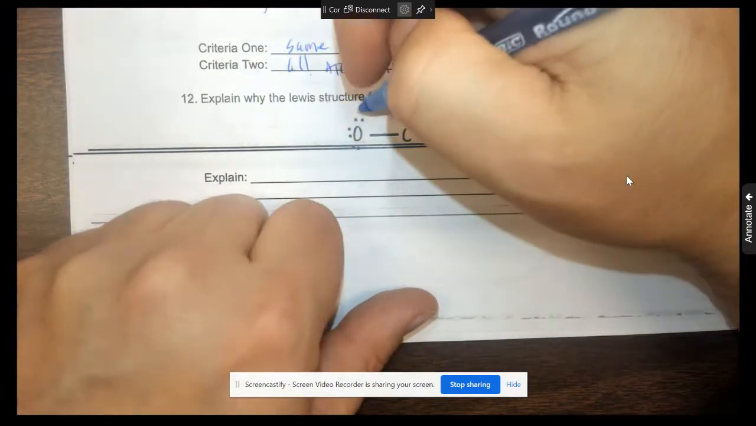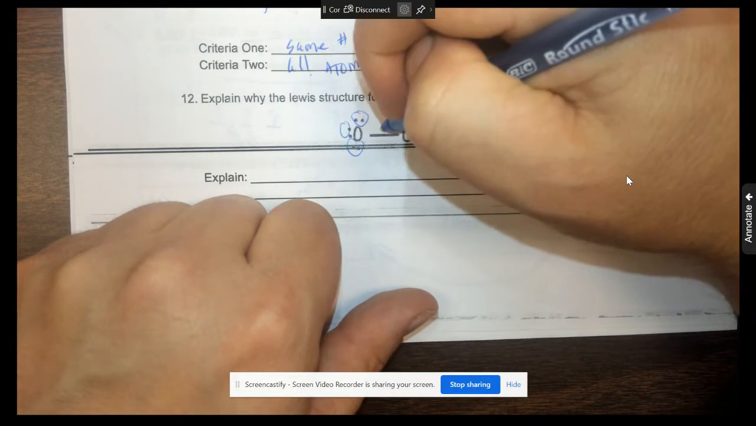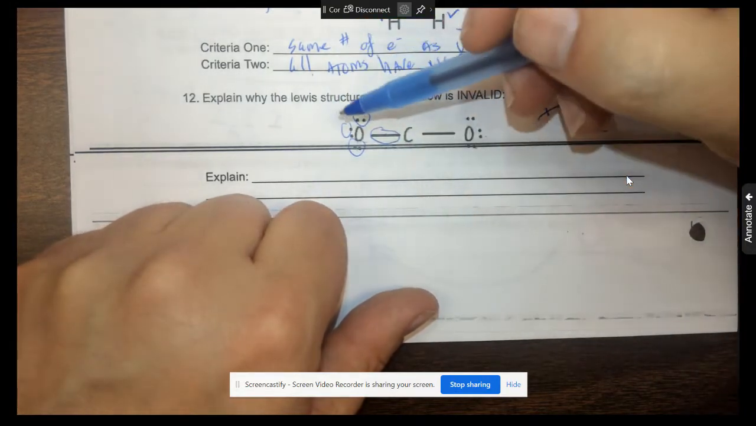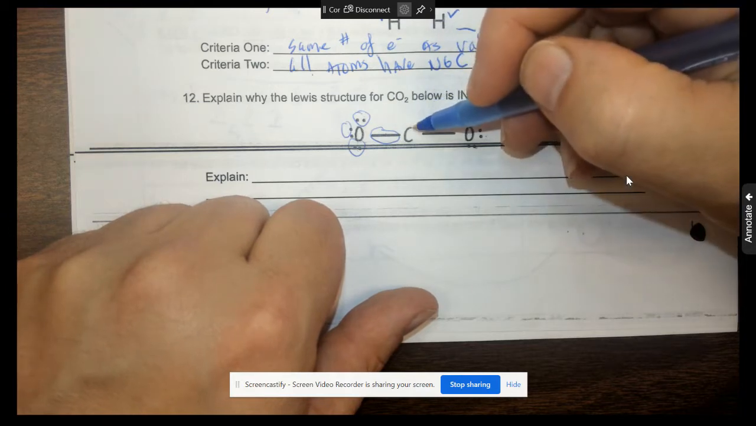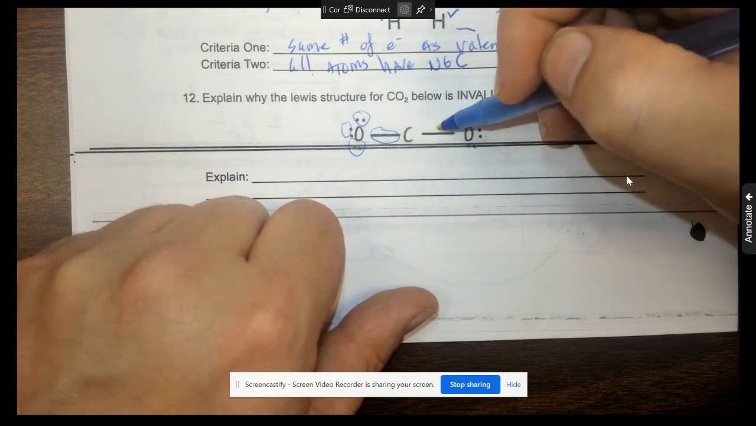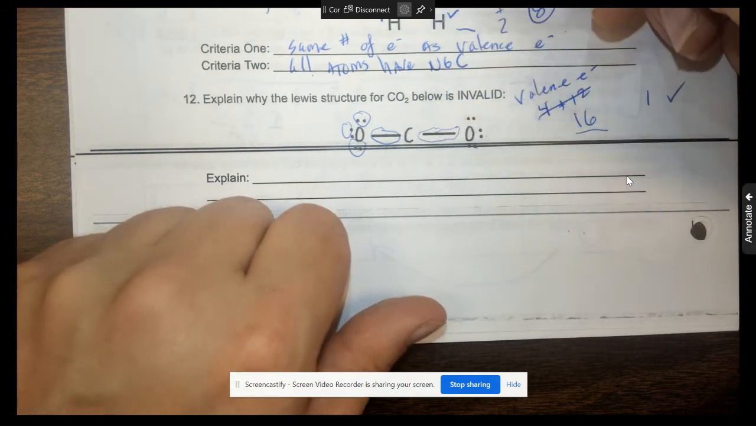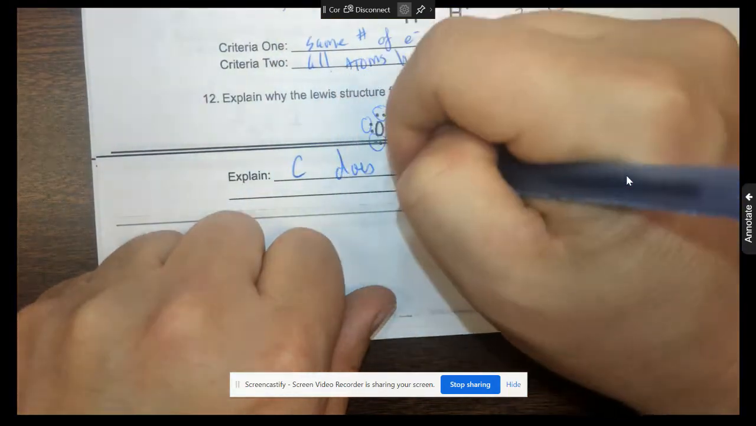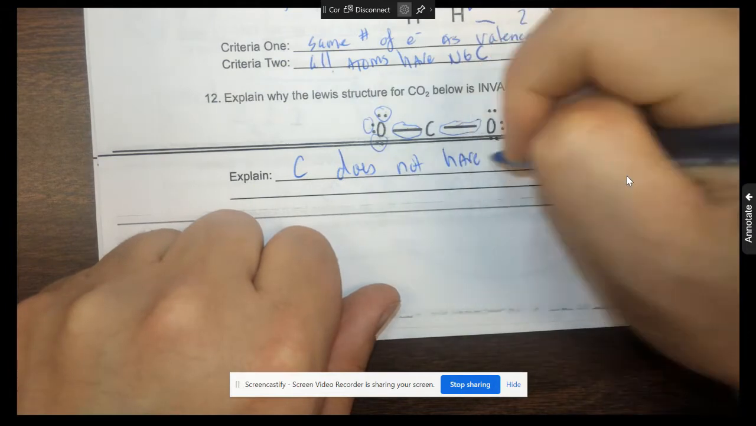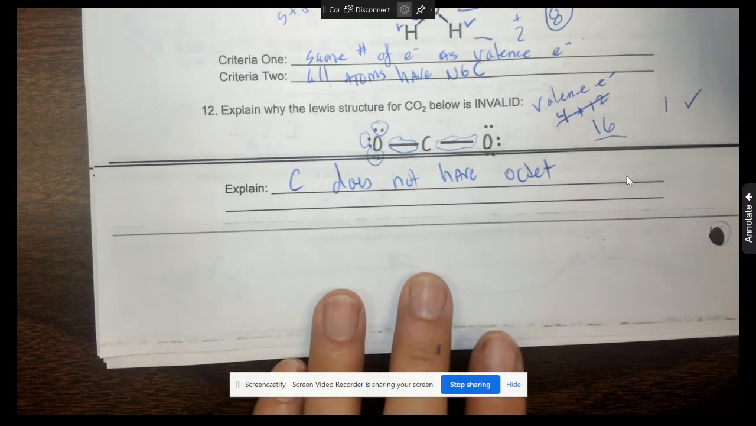configuration. This carbon has 2, 4, 6, this oxygen has 2, 4, 6, 8. He's happy, but the carbon in the middle only has 2, 4. That's not an octet. All right, so carbon does not have an octet. So this is not a valid description of where the electrons are in carbon dioxide.